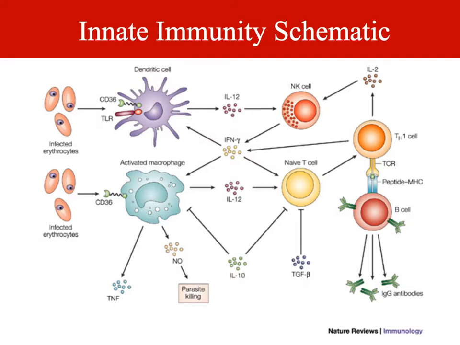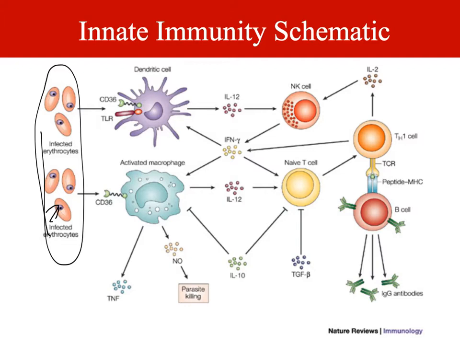So again, this is something hopefully you guys have covered in your immunology class already, but an innate immune schematic, in my mind, would look something like this, right? So you have some infected cells. In this case, we have some erythrocytes that are infected with some mysterious circular pathogen. Those are going to interact with both dendritic cells and activated macrophages.